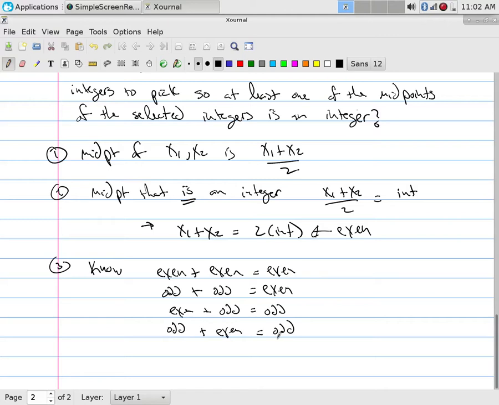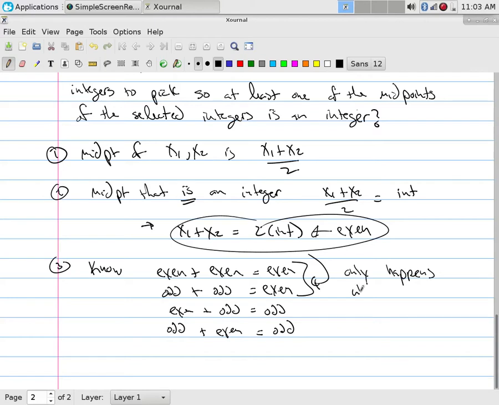So really what we just said is that the midpoint being an integer means that when I add my two numbers, I get an even, which means the two numbers must be both odd or both even. That's called the term same parity. They both are odd or both are even. So this only happens when we have at least two that have same parity. The term parity means even or odd.